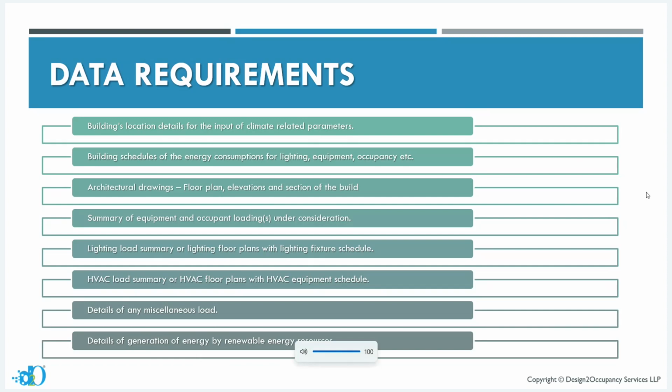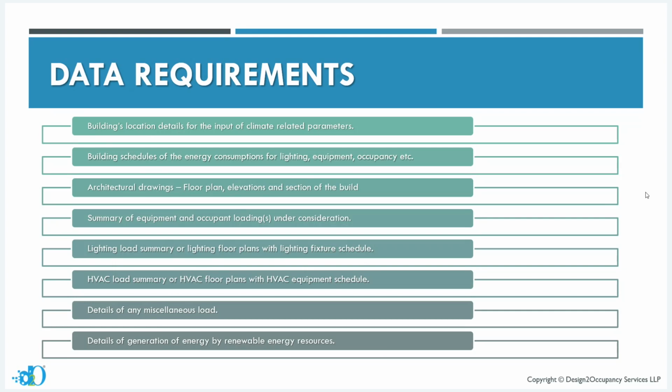Then we have the details of miscellaneous load. Miscellaneous loads are basically, if we are talking about a warehouse which has a cold storage, then the miscellaneous load will be the refrigeration load, right? This is the example I'm giving you. So miscellaneous loads also we need to take in the model itself to check how much they consume in a year.